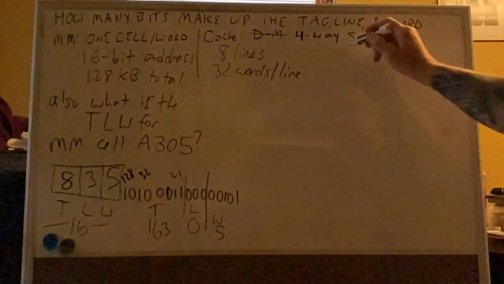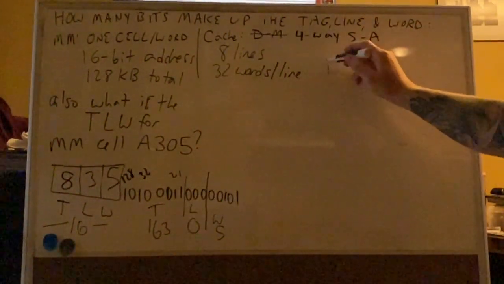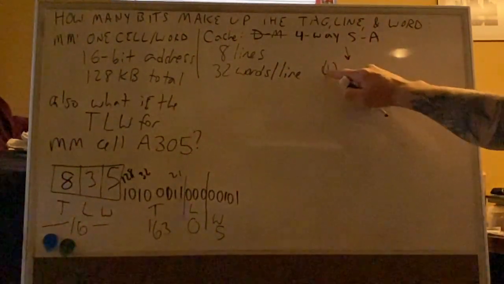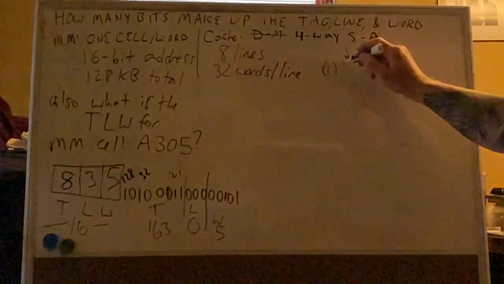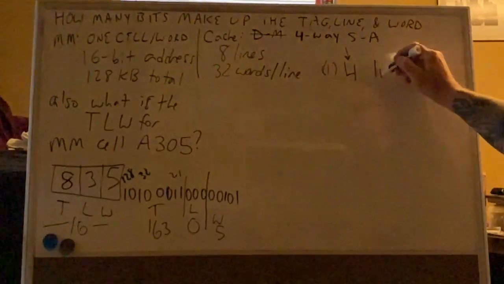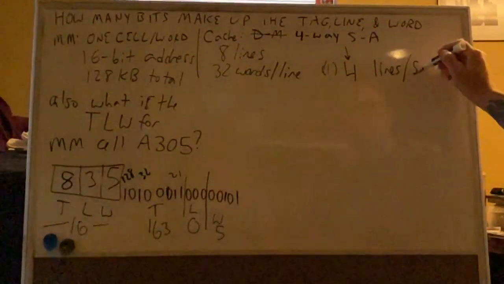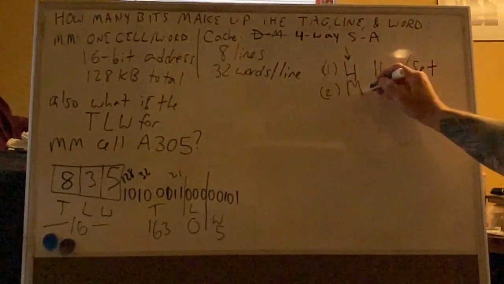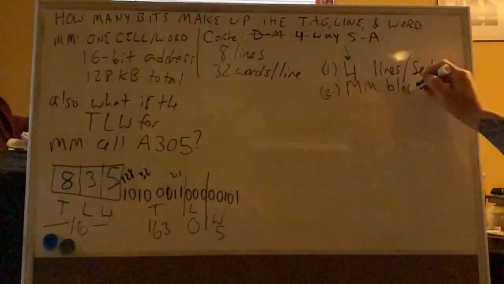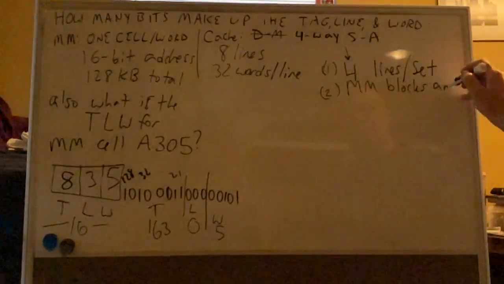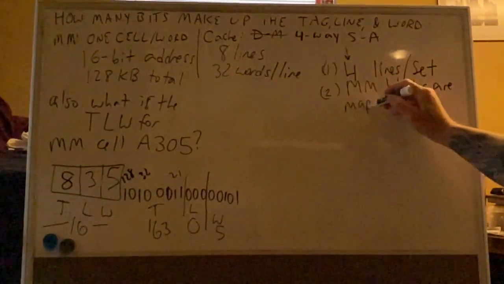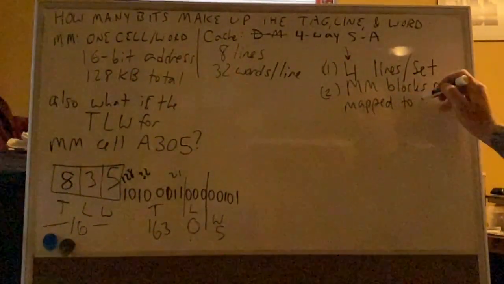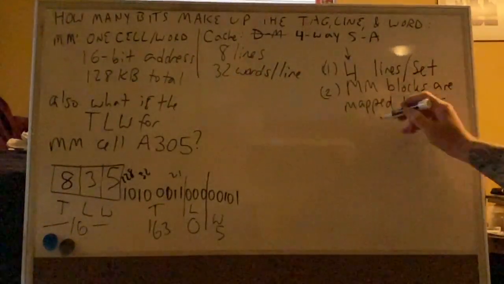A 4-way set associative cache means 2 things. There are 4 lines per set, whatever that means. And here's what it means. Main memory blocks are mapped to sets, not to lines.